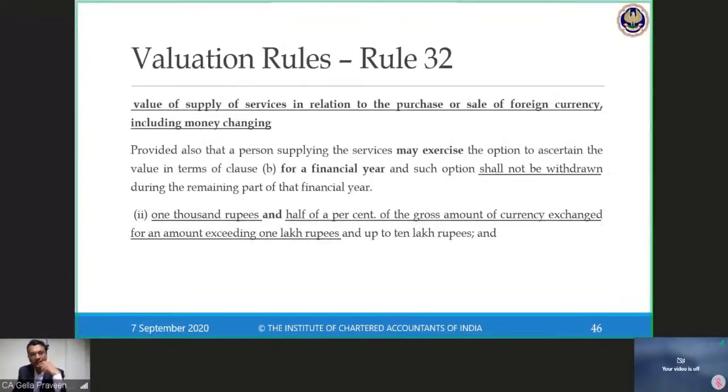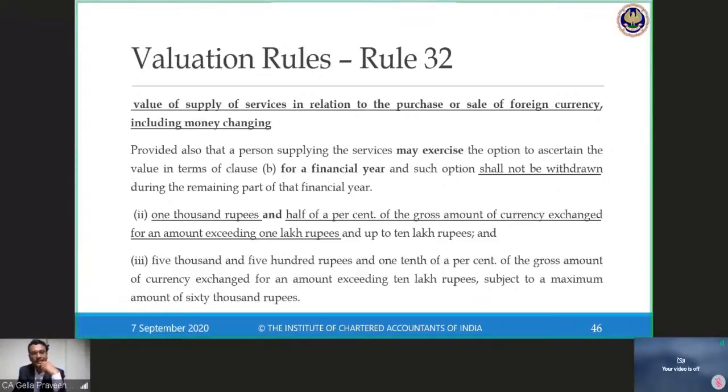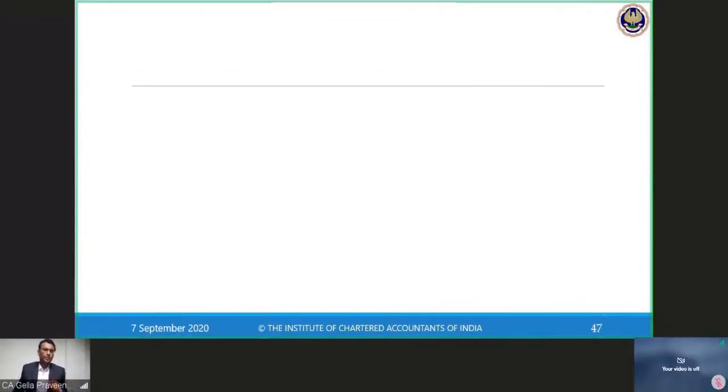Alternatively, if the amount is more than 1 lakh rupees, up to 10 lakh rupees, then 1000 plus half % of the gross amount. If the amount is more than 10 lakh rupees, they say 5,500 plus 1/10 of 1% of the currency exchanged above 10 lakh. This is just a mathematical equation, a slab system: 250, then 500, then 1000, then 5500. Depending on the currency, my value keeps on moving. This is a mathematical equation which most of the authorized dealers do adopt.